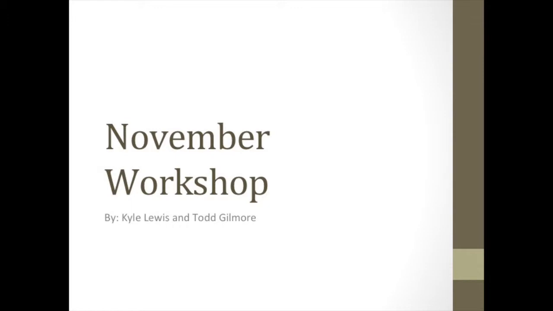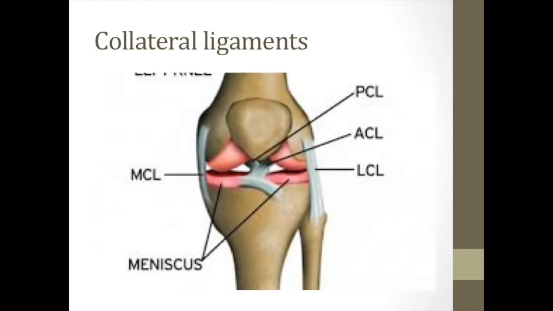And in our video we're going to be talking about collateral ligaments in the knee. Okay, so just a little refresher on anatomy of the knee. You have two collateral ligaments, one being the medial collateral ligament and the lateral collateral ligament.